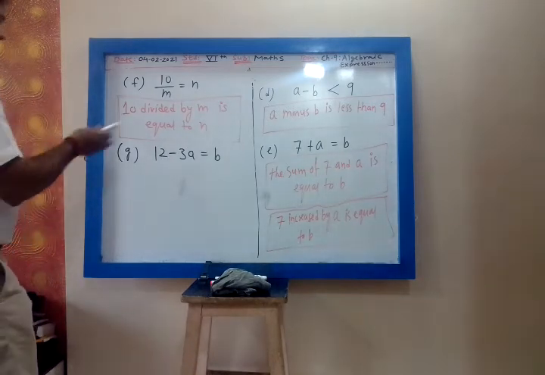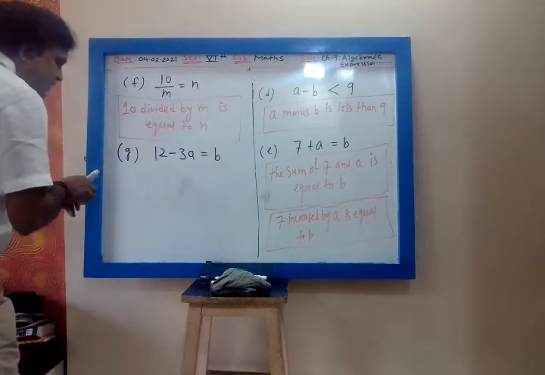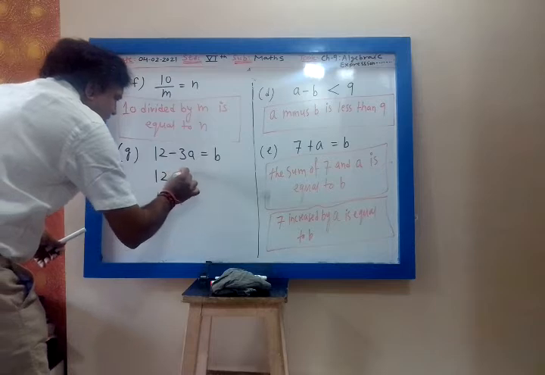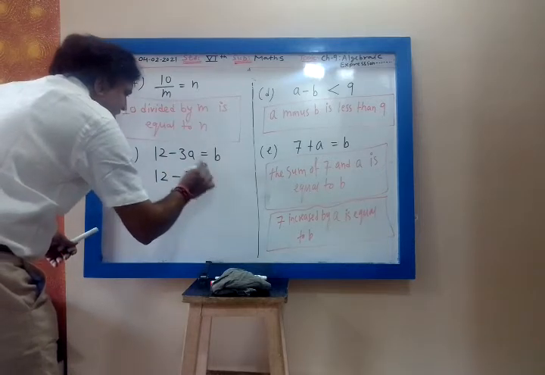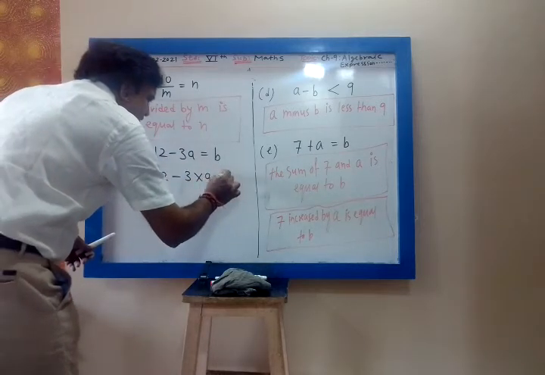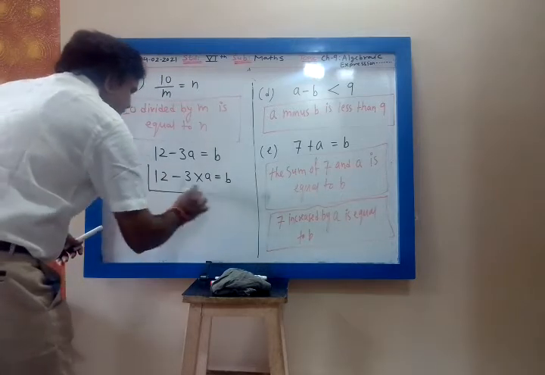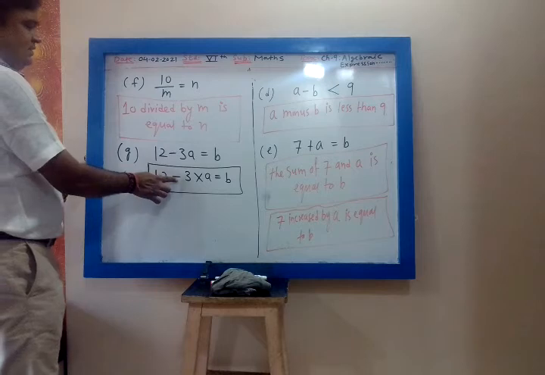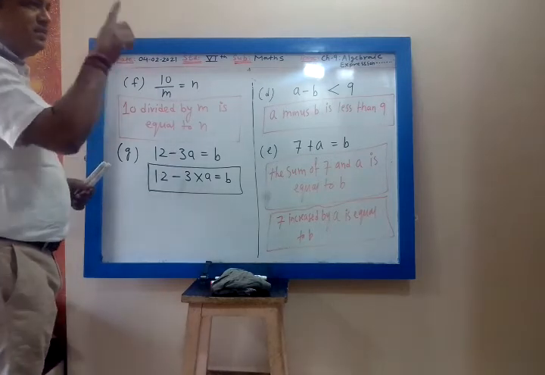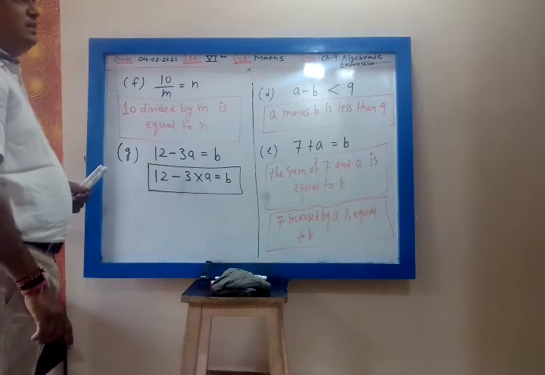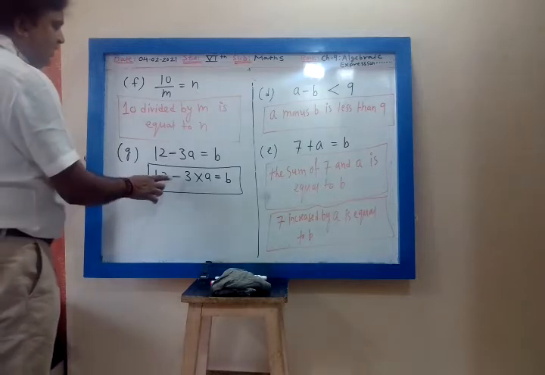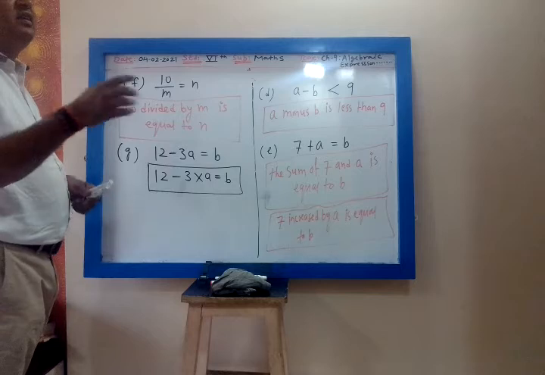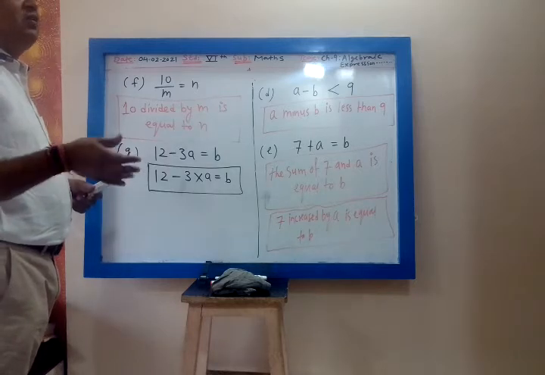What do you mean by this? 3A I can write 3 into A. 12 minus 3 into A is equal to B. So what you will read? What do you mean by minus? Minus means decreased. So 12 decreased by 3 times A. 3A means 3 times A. A is multiplied how many times? 3 times.